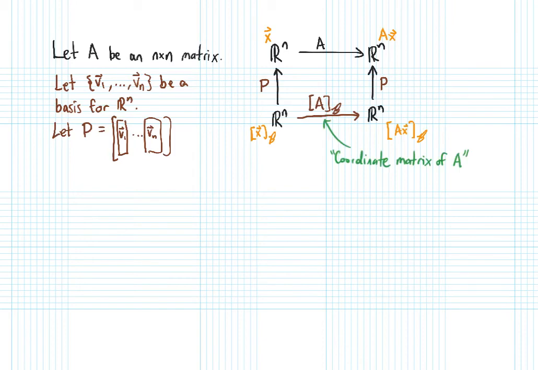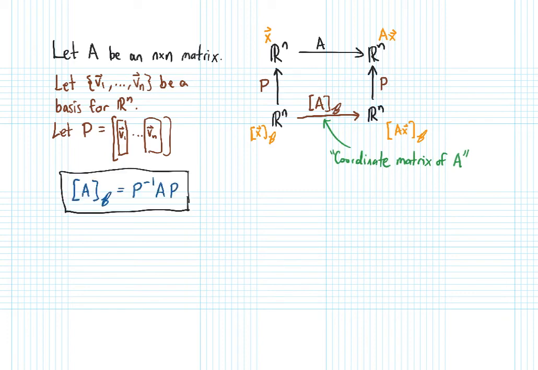Well, just by the way that we've constructed it, it's the thing that gets you all the way from the lower left corner of this diagram to the lower right corner of the diagram. And we can get there by going up and then over and then down. And the coordinate matrix of A just shortcuts that process and gets you there in one step. We've seen this sort of thing before. This is exactly how matrix multiplication works. So the equation that comes from this diagram is that the coordinate matrix of A is P inverse A P.